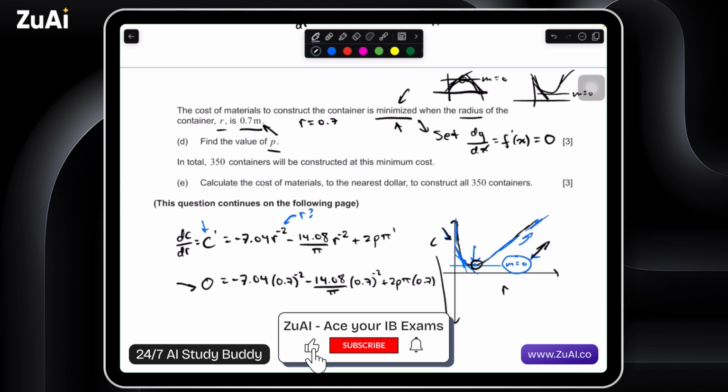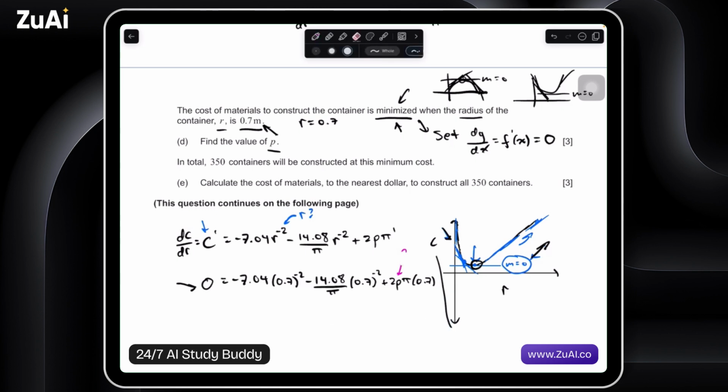Okay. Now we've got an equation just in terms of p. Pi is not a variable, so it's just a whole bunch of numbers and then one variable, p. And then what we want to do is N-solve for all of this. So let's go ahead. What we want to do is N-solve for p. Okay, so let's go into the calculator and work this out.